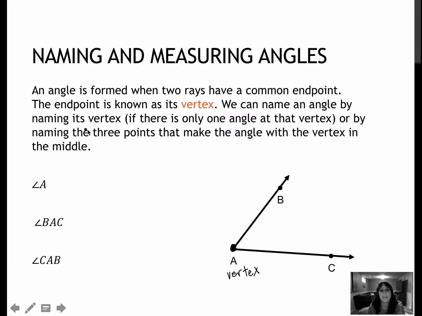And we can name an angle in different ways. Notice we're going to use this little angle symbol for each one of them. And if there's just one angle at the vertex, so for instance, notice there's just angle A here, we can call it angle A. Typically, we're going to use three letters. The middle letter is going to be the vertex. So if I said angle BAC, that means I could follow it. BAC tells me that that's the angle I'm referring to. CAB would be CAB. Again, that's the angle that I'm referring to.